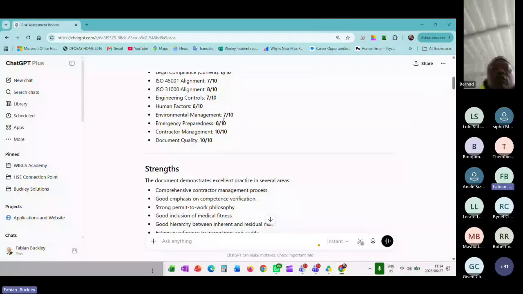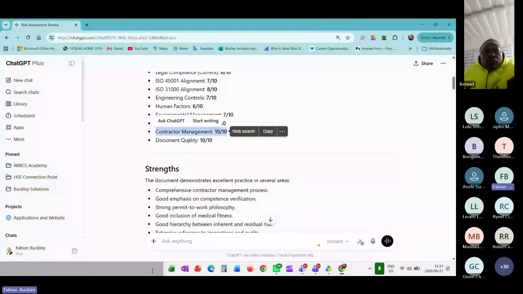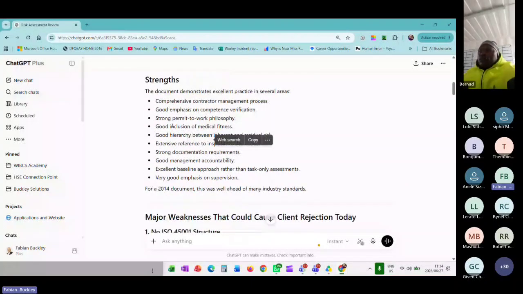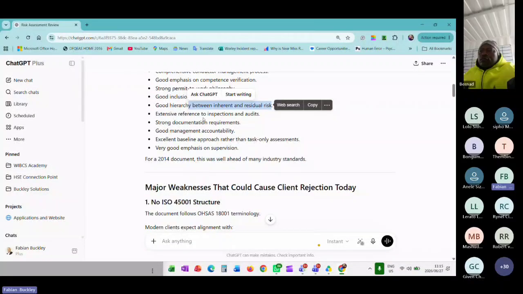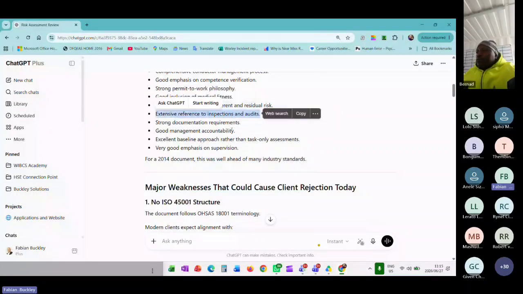The document demonstrates excellent practice in several areas. Comprehensive contractor management process, good emphasis on competence verification, strong permit to work philosophy, good inclusion of medical fitness, good hierarchy between inherent and residual risk, extensive reference to inspections and audits, strong documentation requirements, good management accountability, excellent baseline approach rather than task-only assessment, very good emphasis on supervision.